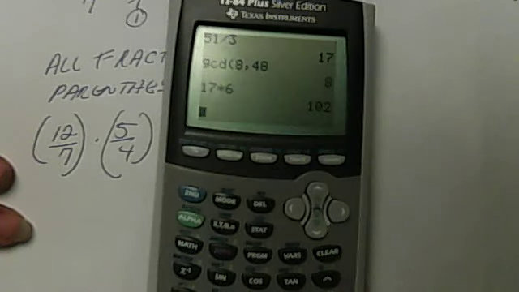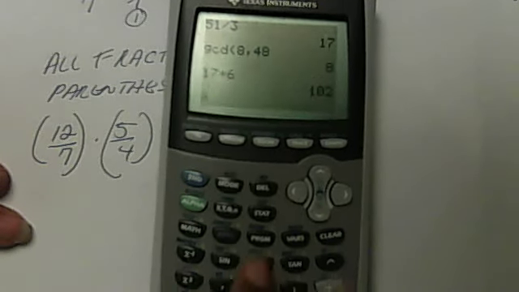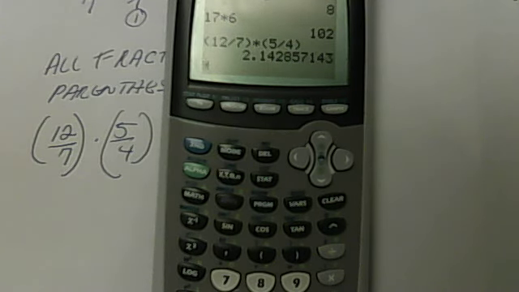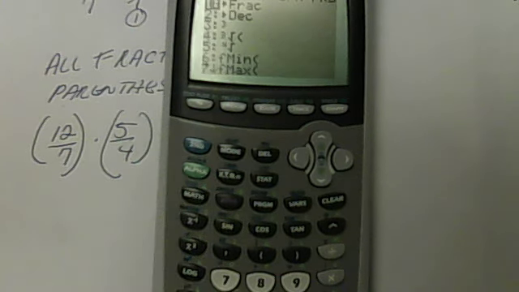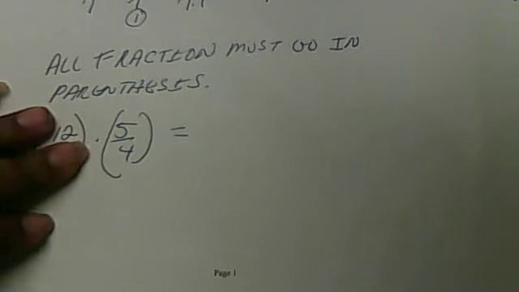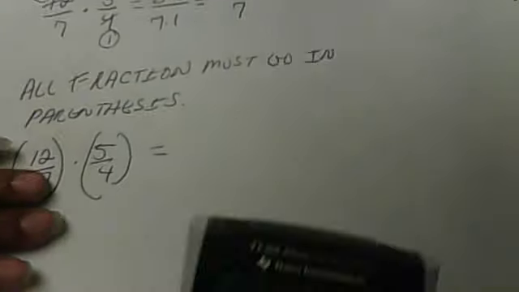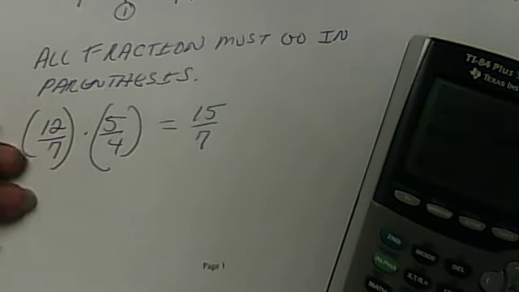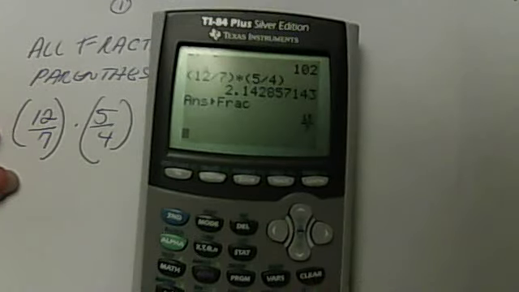So if you're going to do it that way, you're just going to put a parenthesis, and we talked about parentheses, right? 12 over 7, close my parenthesis, and then I'm going to multiply that by another parenthesis with 5 over 4. Close my parenthesis. If I hit enter, of course, I'm going to get a decimal, and then from there I hit math, enter, and I'm going to get the answer 15 over 7, which is what we got when we did this problem both ways. Alright, we got 15 over 7. So you don't do anything different but put it in parentheses, if you're not using the upgrade.